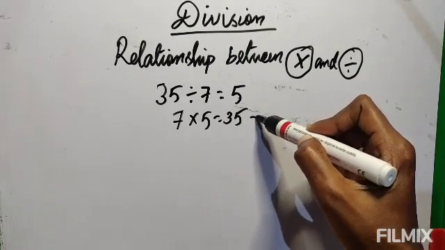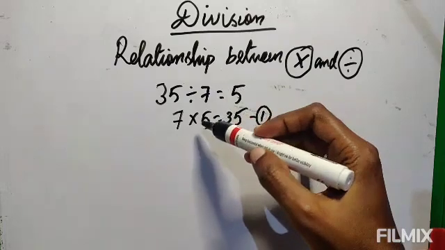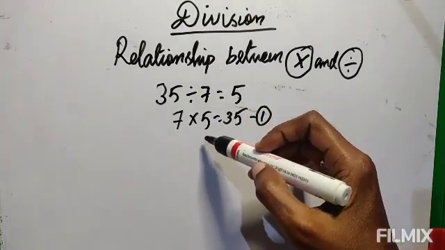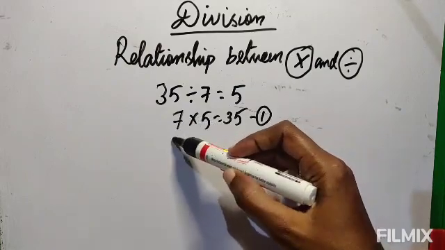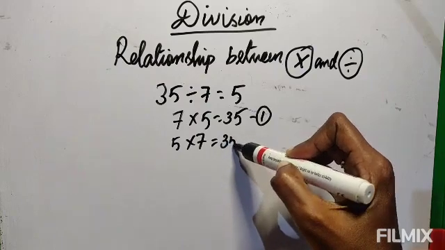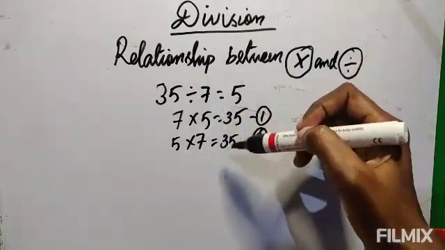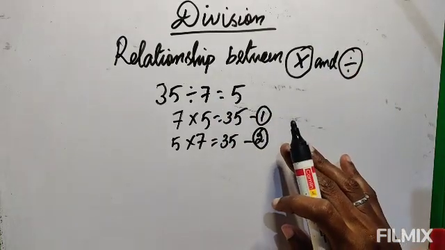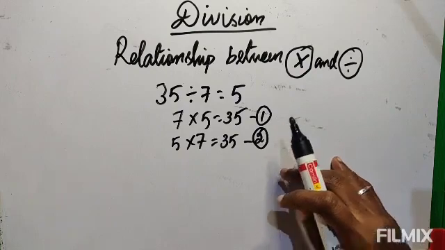So this is one multiplication fact for division. Again, one more multiplication you can write. Just change the order of the numbers: 5 into 7. 5 7s are 35. So this is the second multiplication fact. Each division has two multiplication facts.